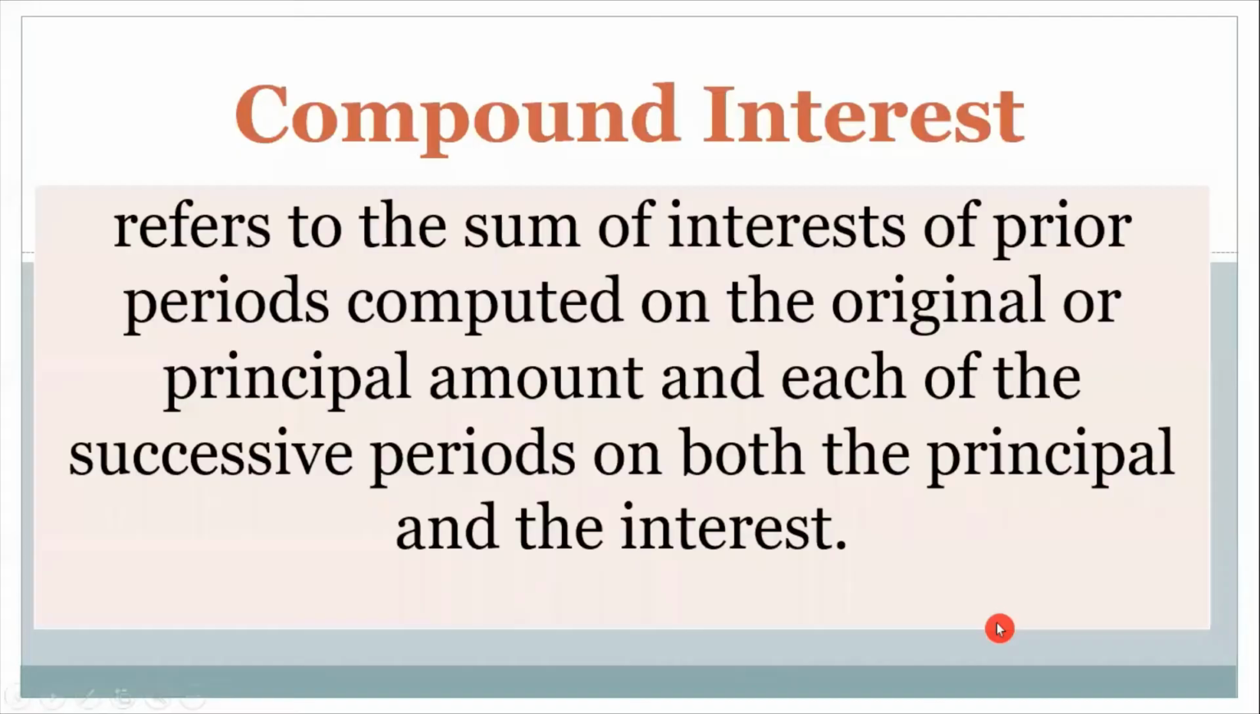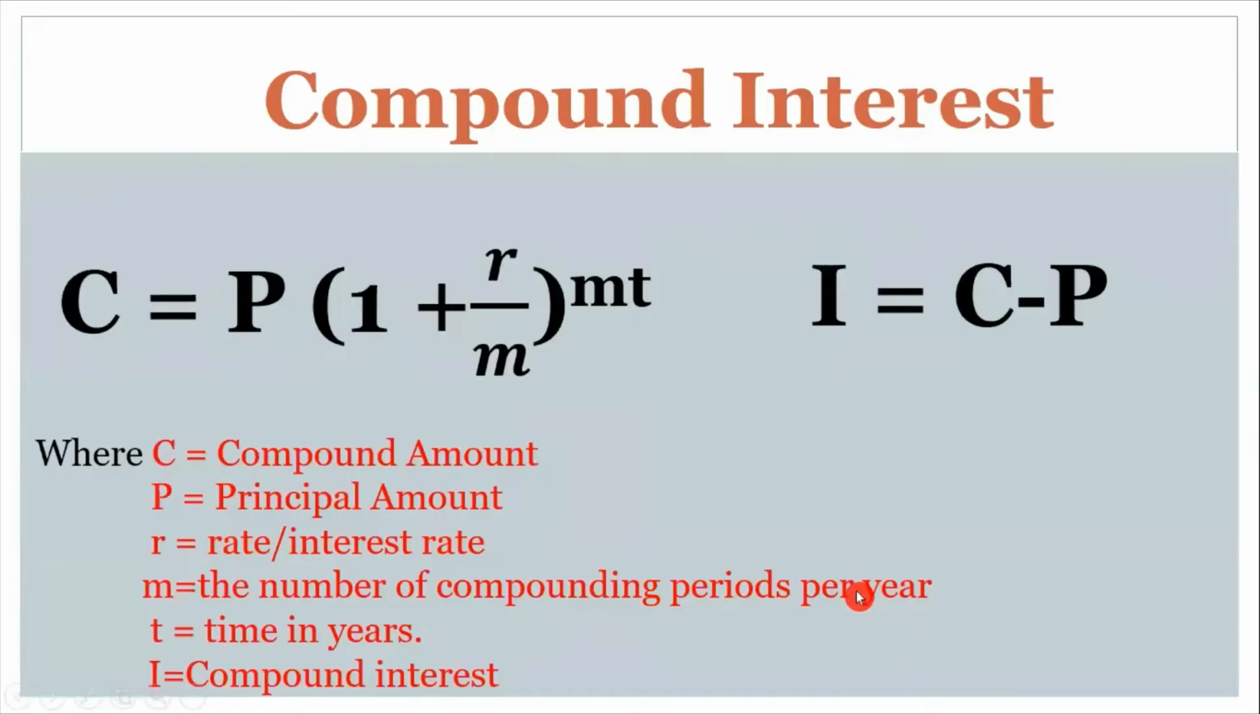Okay? Next is compound interest. This refers to the sum of interest of prior periods computed on the original or principal amount and each of the successive periods on both the principal and the interest. Here's the formula in finding the compound amount. C is equal to P times the quantity 1 plus R over M, raised to the power of MT.